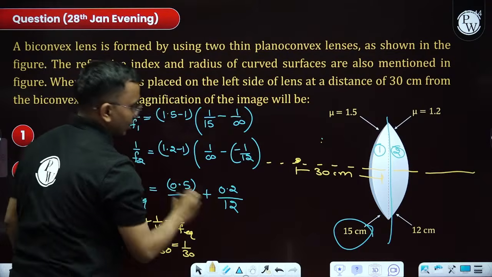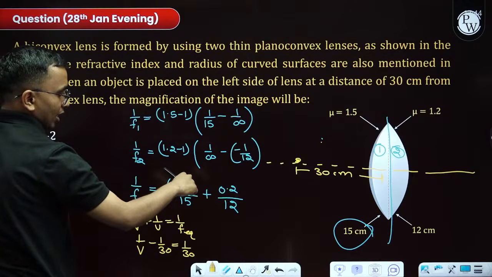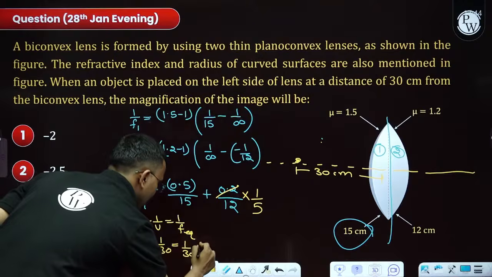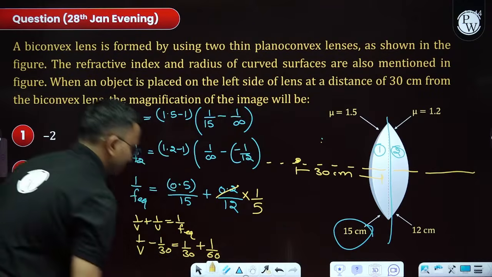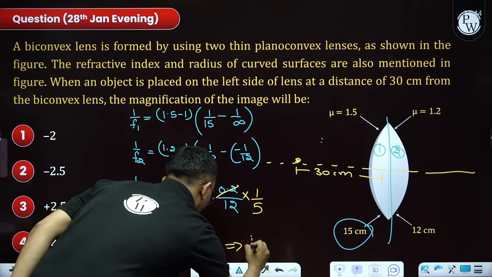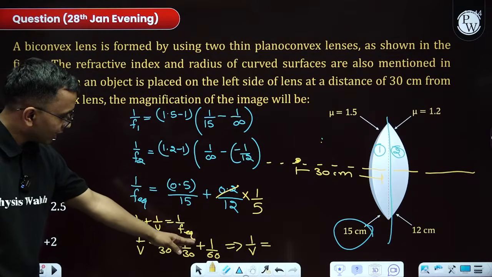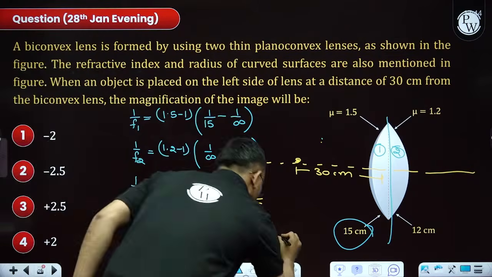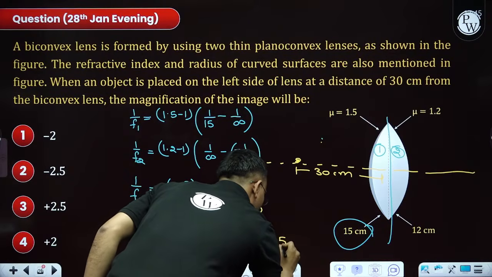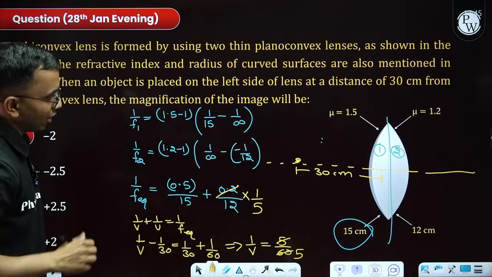And 0.2, I can say it is 1 by 5. Okay, it will become 1 by 60, like this. So from here I can find my 1 by V. 1 by V comes out to be 2 by 30 plus 1 by 60. 5 by 60 it will become. So V comes out to be 5. I got V as 5.